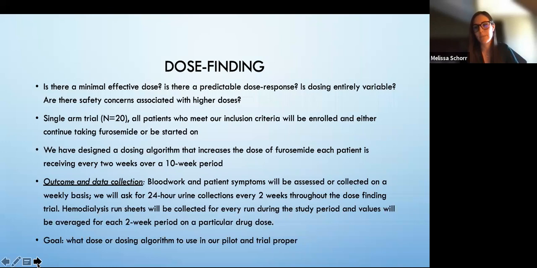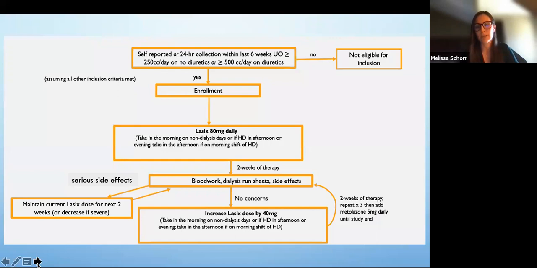This is just a little flow diagram of our dosing algorithm. So essentially all patients that meet our inclusion criteria will be enrolled and started on Lasix 80 milligrams once daily. We chose a once daily dosing regimen really to just facilitate ease of use and improve compliance, especially in our hemodialysis patients who are away from their homes for many hours, 3 times a week.